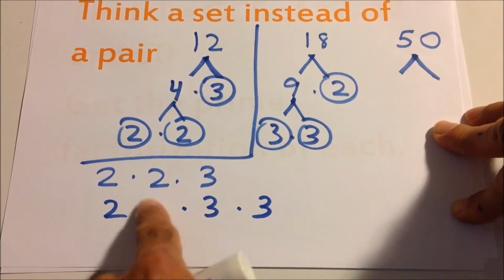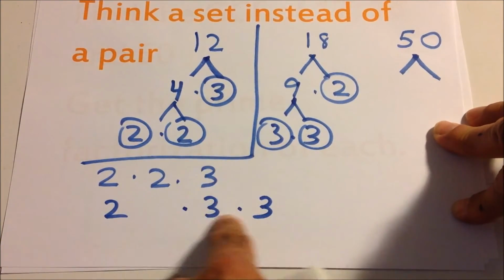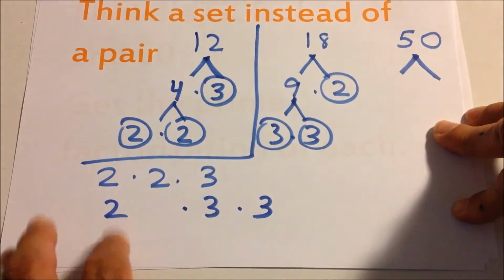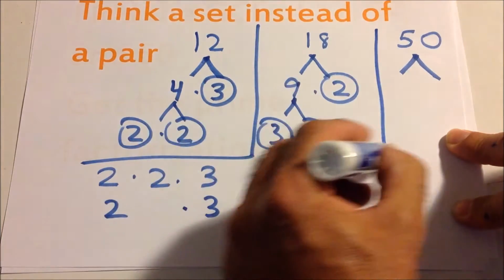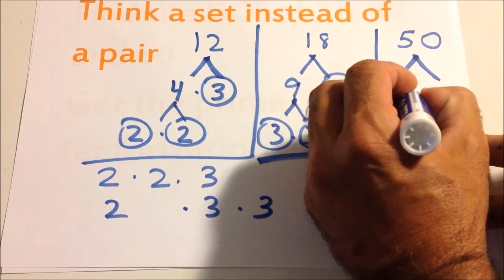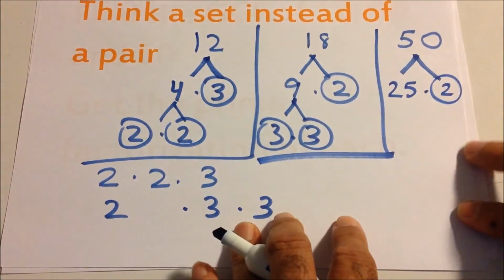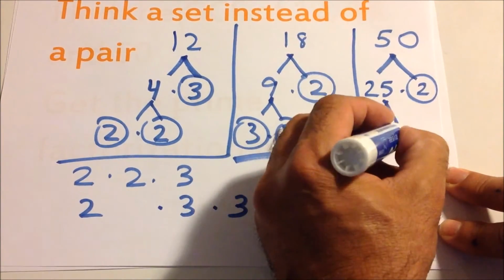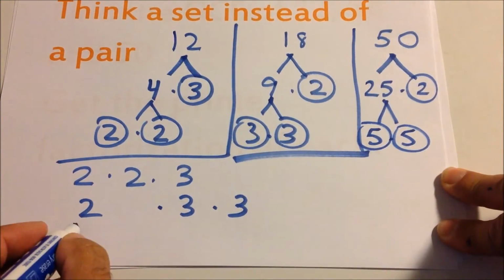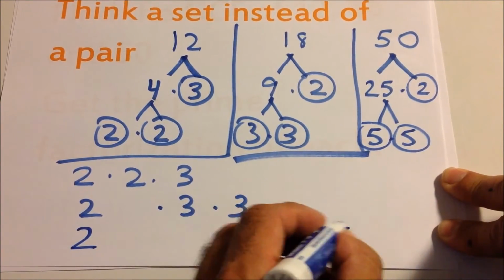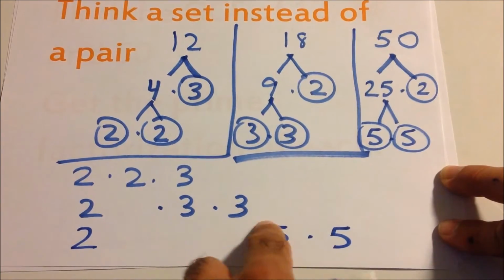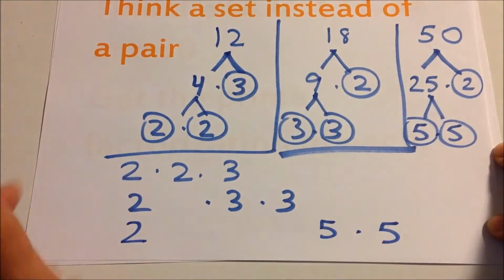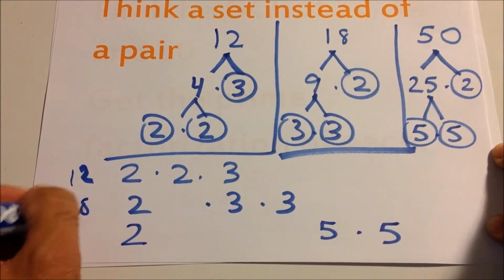Now, I left a space here because I'm trying to put the 3's together. You don't have to do this, though. Sometimes it's easier. Okay, now we're looking for the 50. And we could do 25 times 2. Circle the prime. Bring that over. And 25, we do 5 times 5. And now we'll just line up the numbers. I put spaces here because I don't want to put the 5's under the 3. So this was 12, and this was 18, and this was 50.